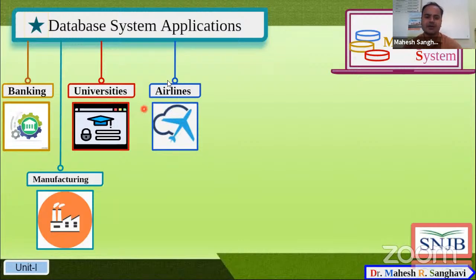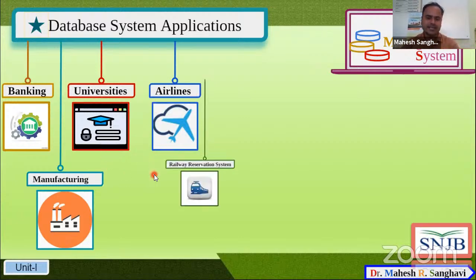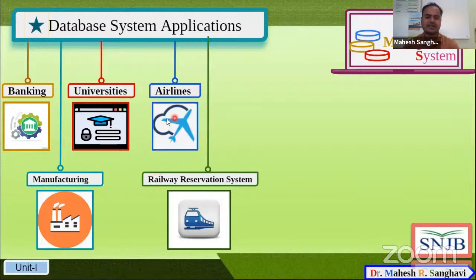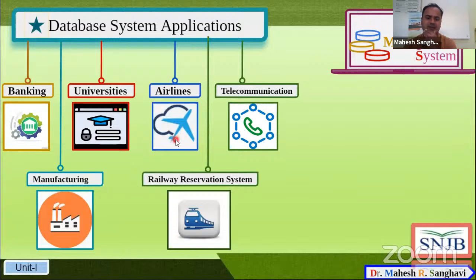The next application of DBMS will be airlines. You are all aware that the entire airline management system is through this DBMS. It is based on this database management application. Even railway reservation system, airline reservation system or bus reservation system, entire reservation systems are based on database management system. So this is all about the various applications. Some more applications are there that I have already told you, that is railway reservation system. Then you can see one of the applications, that is telecommunication.